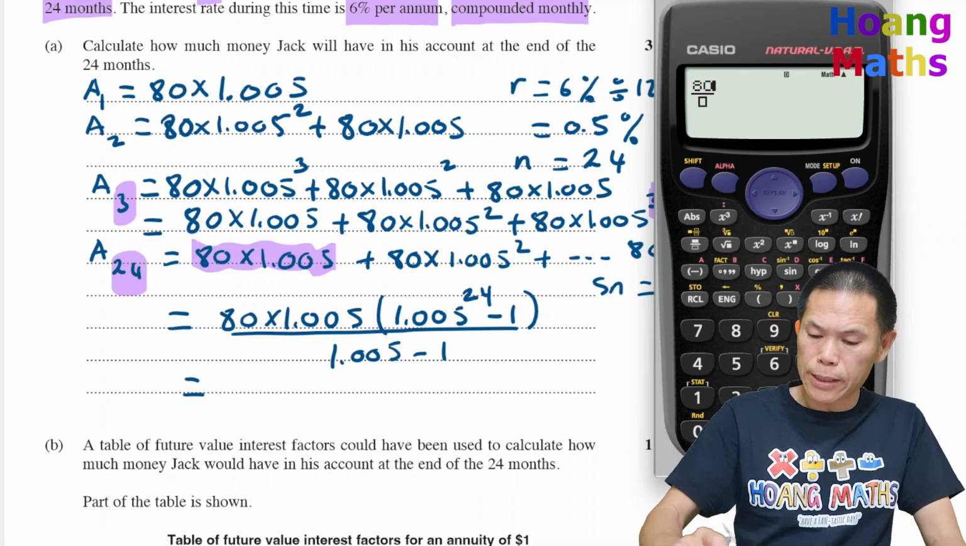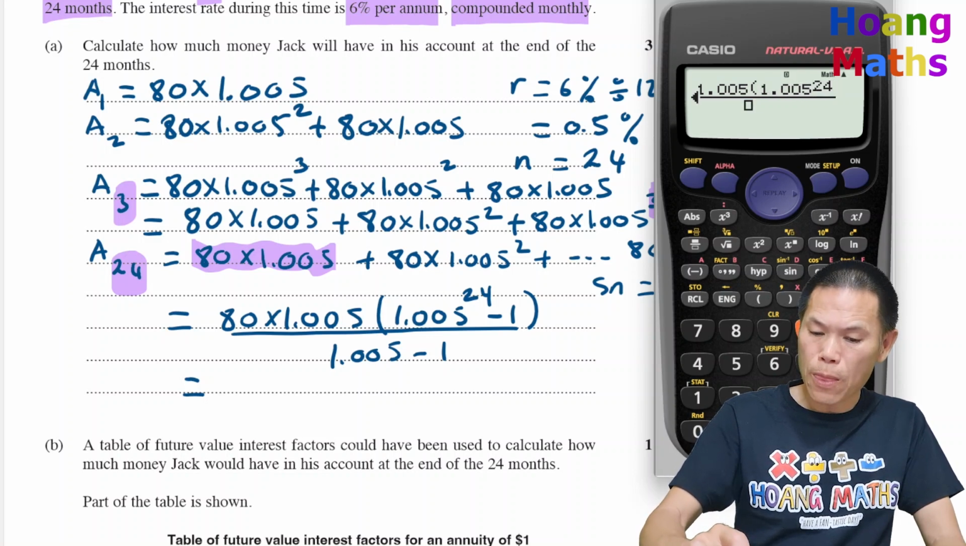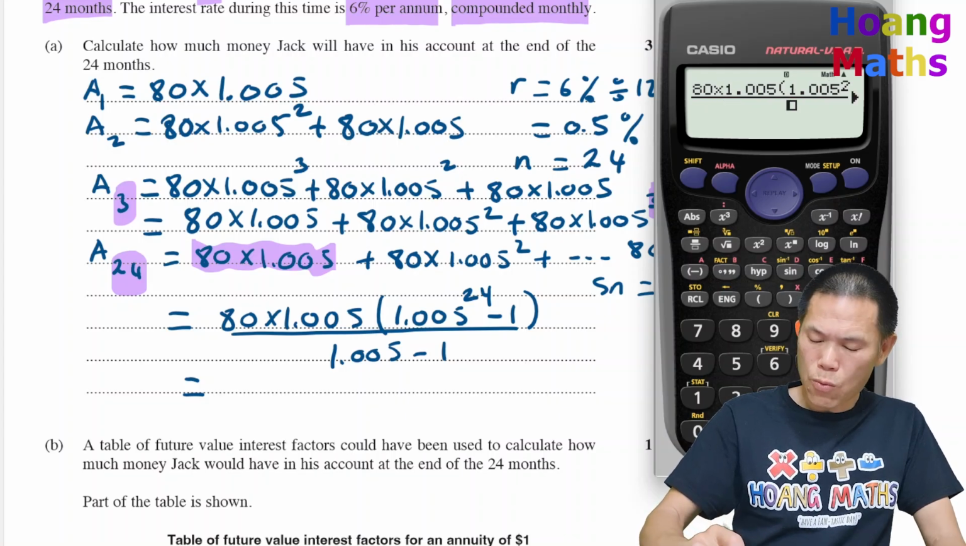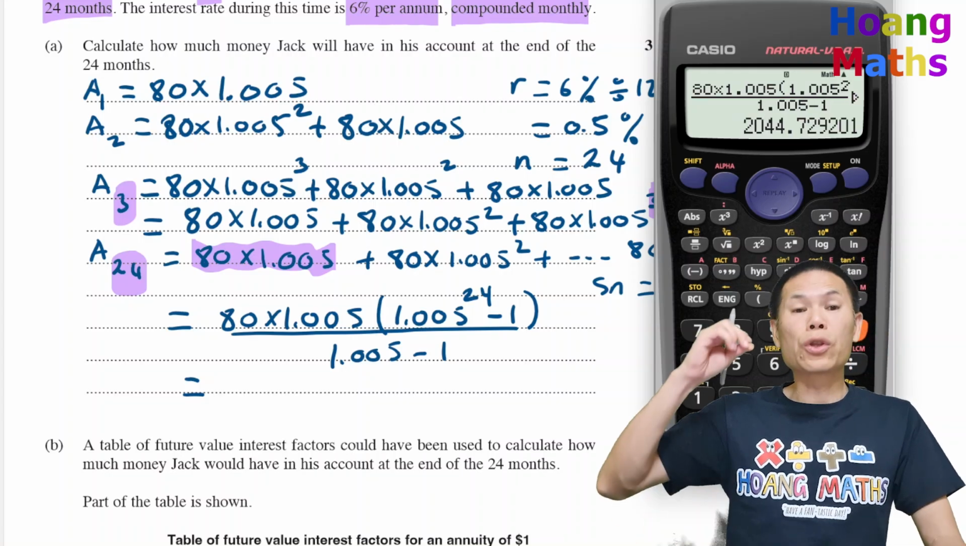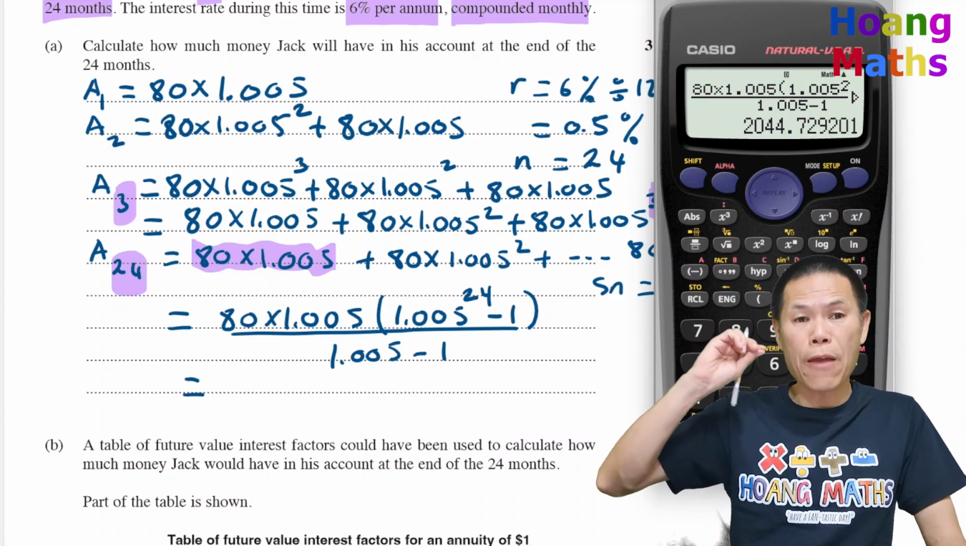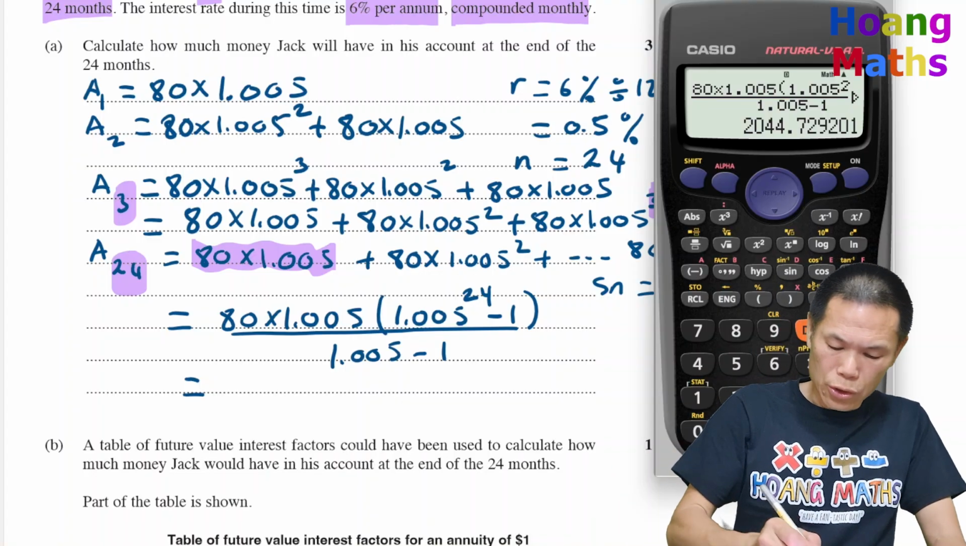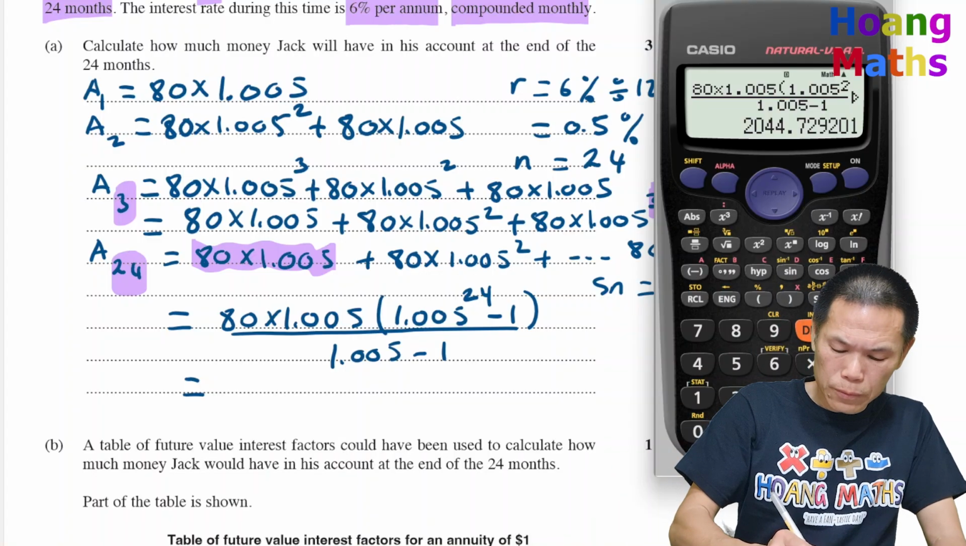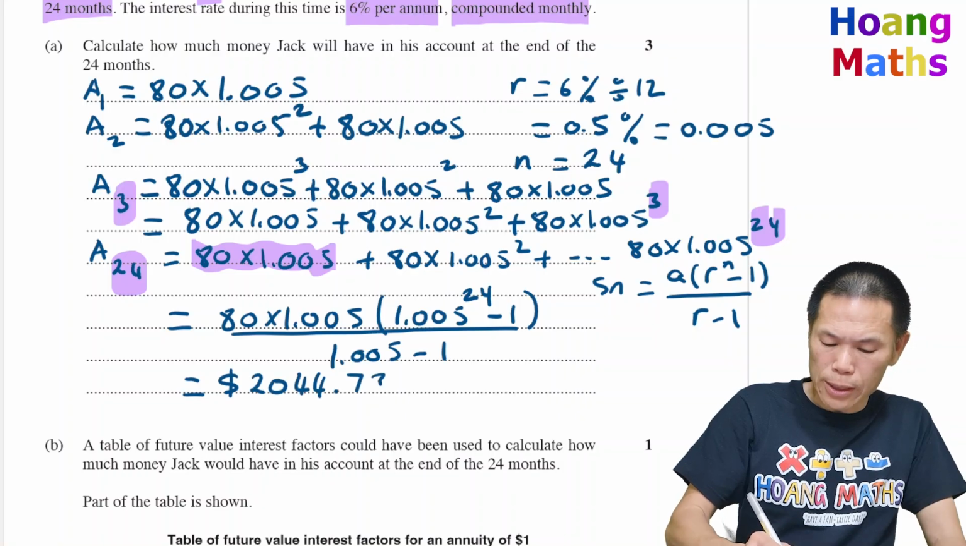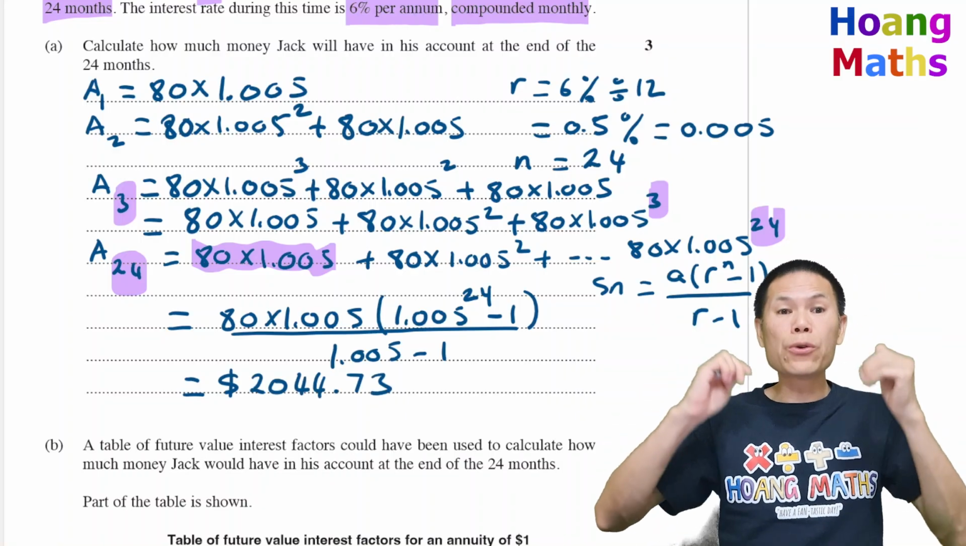So that is equal to, so I just go fractions, 80 times 1.005, brackets, 1.005 to the power of 24. We minus 1 and we go down, 1.005, we minus 1. So there you go, $2,044.73. So 2044 dollars and 73 cents. There you go.